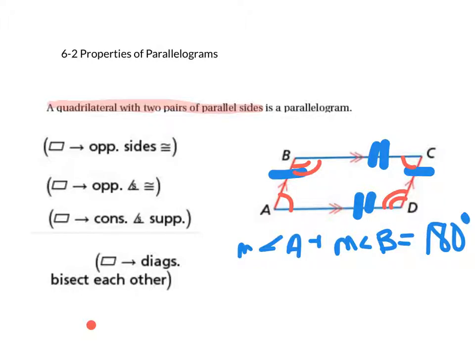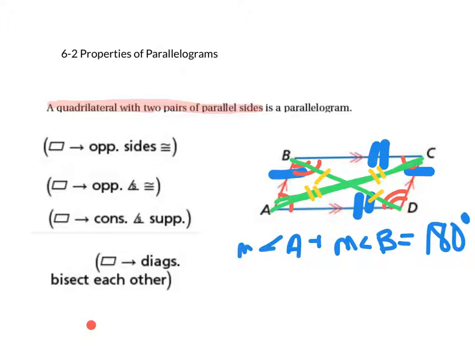And our last property says, if we have a parallelogram, then the diagonals bisect each other. So diagonals AC and BD, I'll draw those in, would bisect each other. They're going to make congruent segments. Let me mark that up for you.